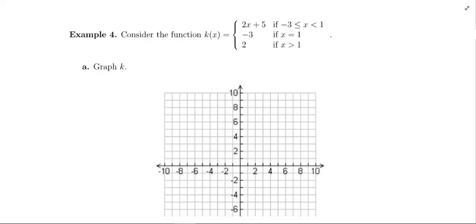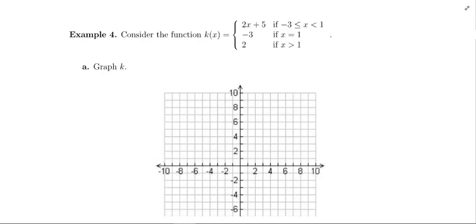In example 4, our piecewise defined function is k of x is equal to 2x plus 5 if x is between -3 and 1, including -3, and then it's -3 if x is actually equal to 1, and then it's equal to 2 if x is bigger than 1.